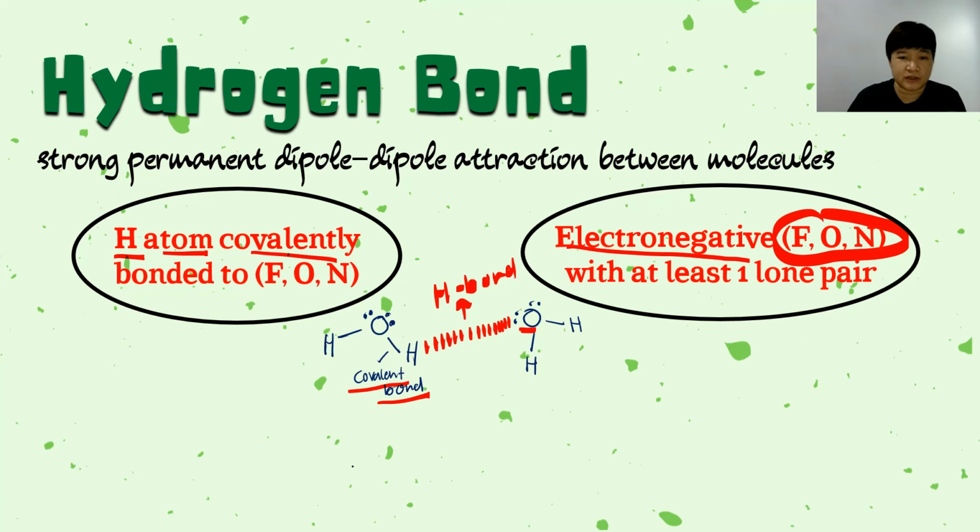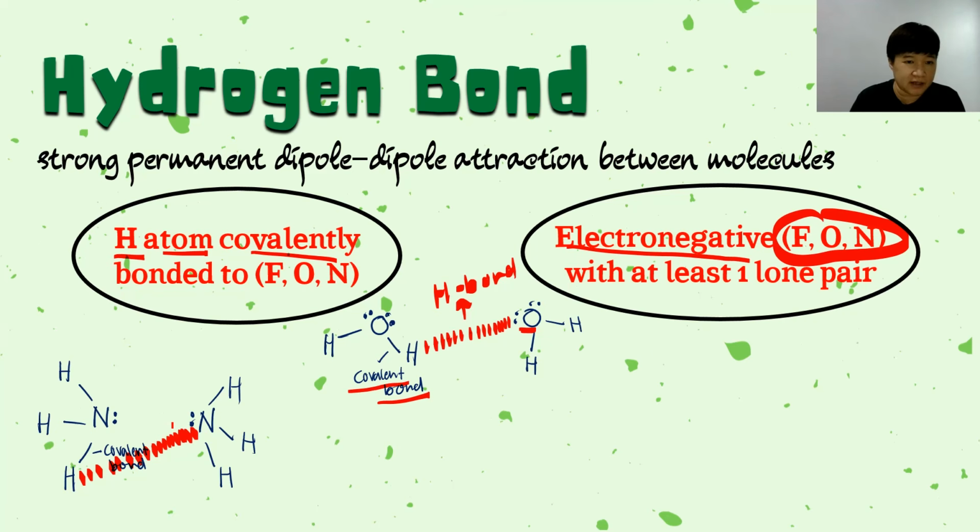I can show you another example over here. For example, I have ammonia. Your ammonia looks something like this. I have another ammonia over here. So you can see that this is your covalent bond, the covalent bond between nitrogen and hydrogen. Hydrogen covalently bonded to F, O, or N. That is your covalent bond. So this hydrogen will be forming a hydrogen bond with an electronegative F, O, or N with at least one lone pair. And that is your hydrogen bond. Make sense? Okay.